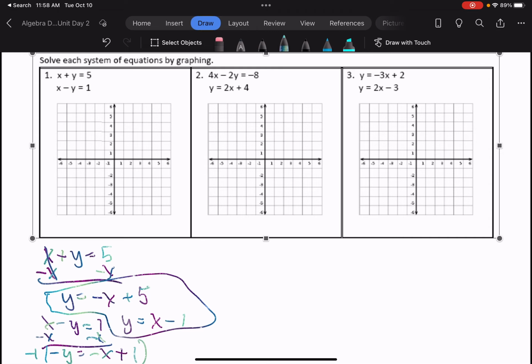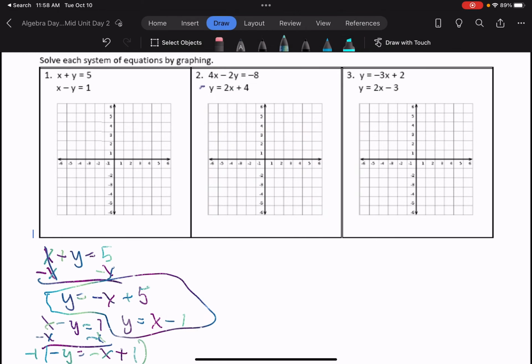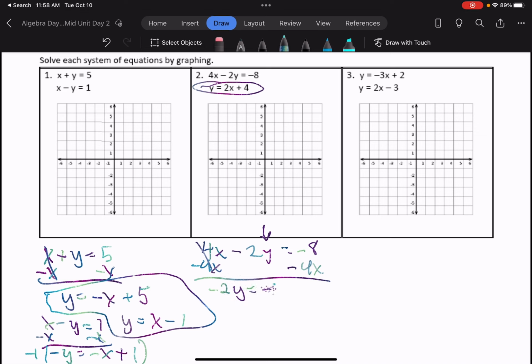Let's try this one. This one's already in slope-intercept form, so I can easily graph this one first. Let's look at the one above. 4x minus 2y equals negative 8. We want to get y by itself, so let's subtract 4x from both sides. Negative 2y equals negative 4x minus 8. I'm going to divide both sides by negative 2. I'm already dividing by negative, so this will cancel out. And we get y equals negative 4 divided by negative 2 is positive 2x. Negative 8 divided by negative 2 is positive 4.